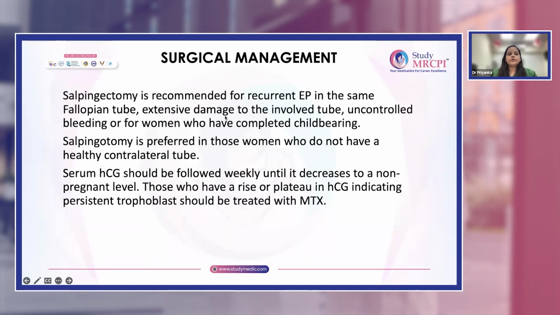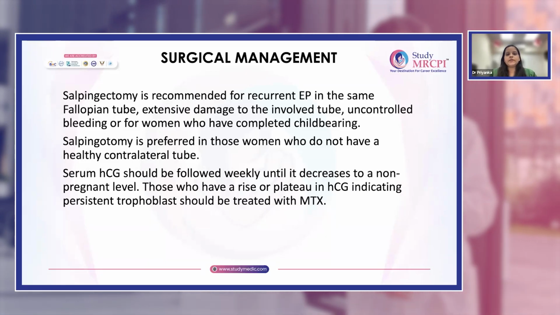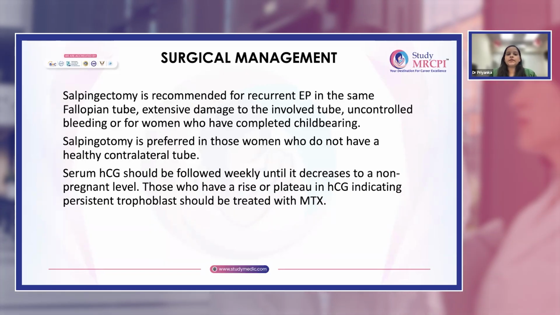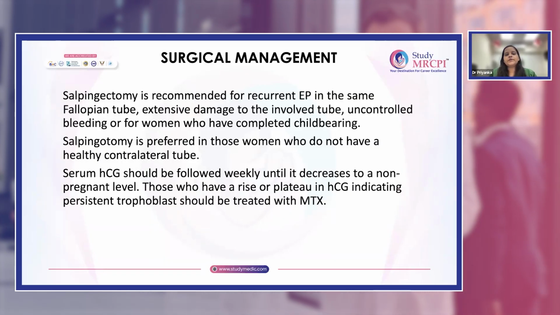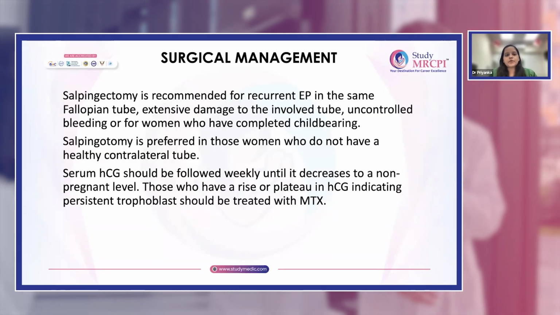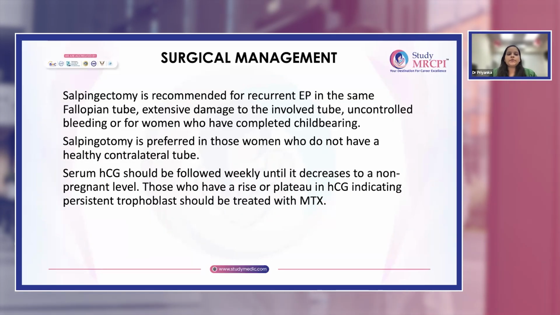So, as I said before, we do a salpingectomy, especially if the contralateral tube is healthy, or if there is a history of recurrent ectopic pregnancy in the same tube. Because again, if we keep the tube, the recurrence risk is high. So in case of recurrent ectopic, or if there is extensive damage to the same tube, we do a salpingectomy.